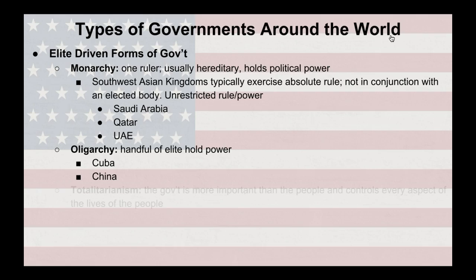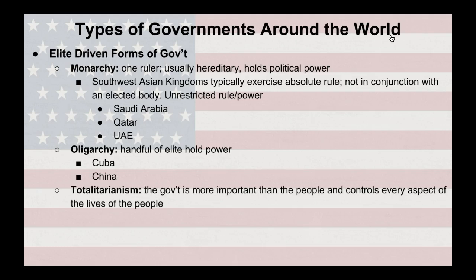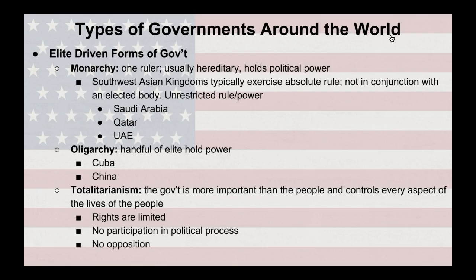And then we have what are known as totalitarian governments, or totalitarianism. This is where the government is more important than the people and controls every aspect of the lives of the people. So in a totalitarian type of government, rights are extremely limited. There's no participation in the political process. There's really no opposition that can occur, because it's going to be squashed by whoever is in power.